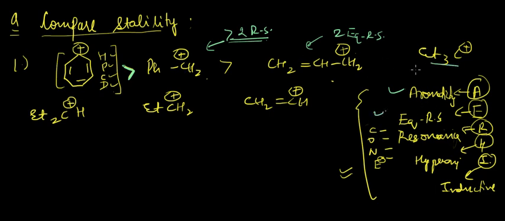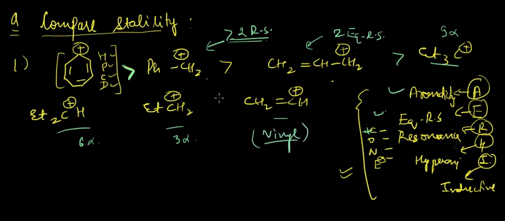Now among these 4 compounds we don't see any resonance stability rule, so it is out of the question. Now comes hyperconjugation. As you can see, it has 9 alpha hydrogens, it has 6, it has 3, and it is a vinyl carbocation. It is highly unstable. So this would be the order.